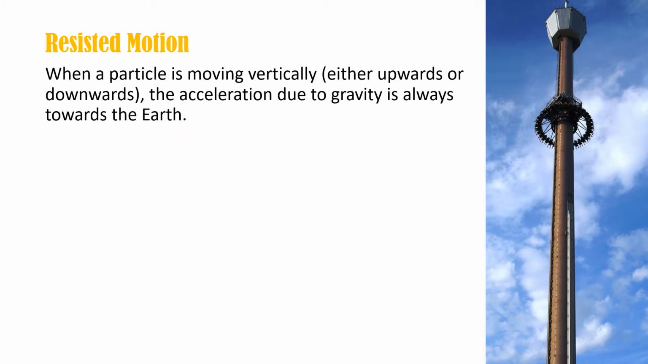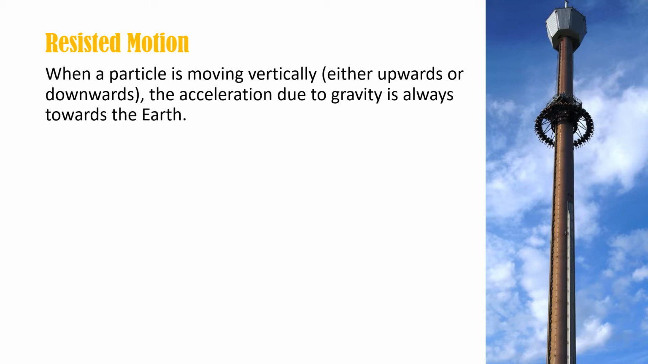So the first thing with vertical motion is that obviously we could be moving either up or down. We need to identify which way is going to be positive. Standard rule of thumb is whichever direction of motion that we have, that's going to be our positive direction. So if we're moving upwards, up would be positive. However, if we're moving down, then downwards would be positive.